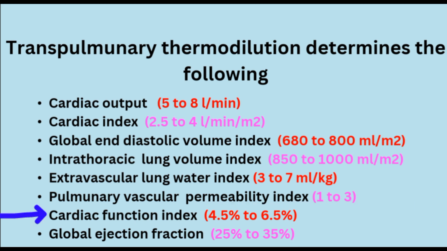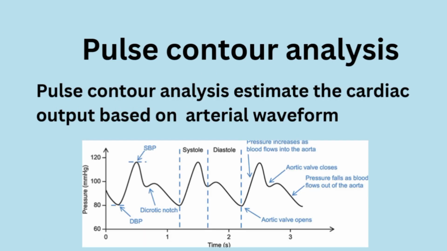Cardiac function index tells about the function of the heart, and its normal value is 4.5 to 6.5. Global ejection fraction tells about the volume of blood that is ejected in each beat, and its normal value is 25 to 35%. Now let's talk about the other principle, which is pulse contour analysis. It estimates the cardiac output based on the arterial waveform.